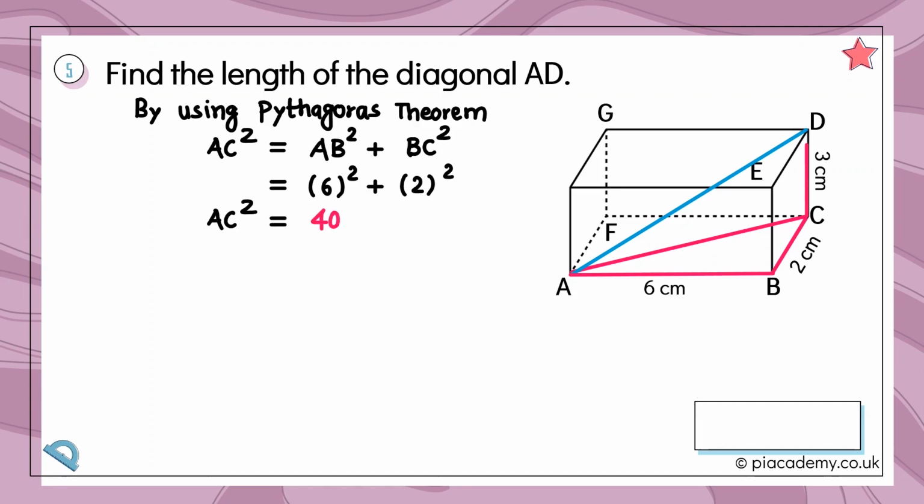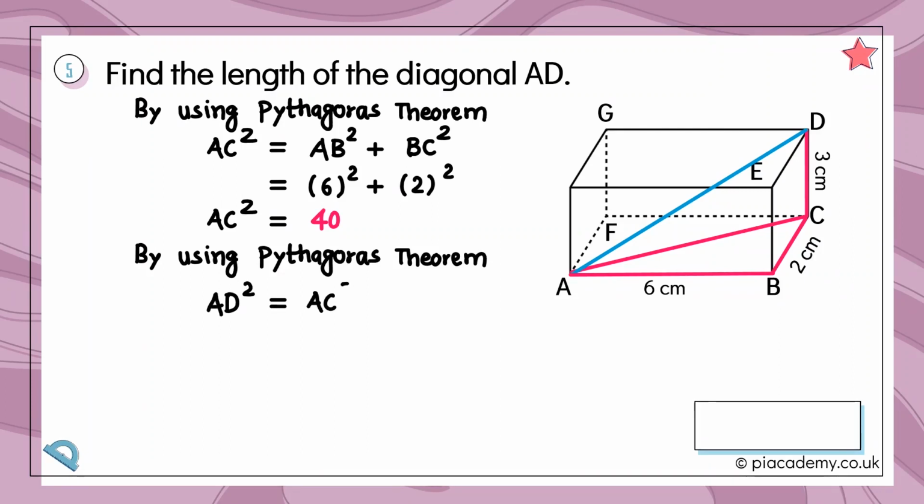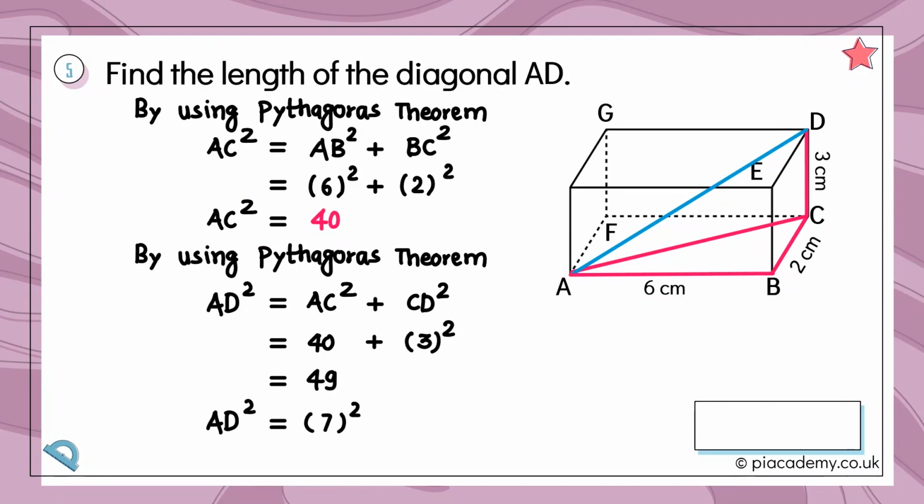Now let us take the triangle ACD, which is yet again a right angle triangle. Upon using the Pythagoras theorem in the triangle ACD, we get AD squared is equal to AC squared plus CD squared. Plugging in the values, we get 40 plus 3 squared, which in turn gives us 49. Or we can rewrite this as AD squared is equal to 7 squared, which in turn gives us AD being equal to 7 centimeters. Thus, the length of the diagonal AD is going to be equal to 7 centimeters.